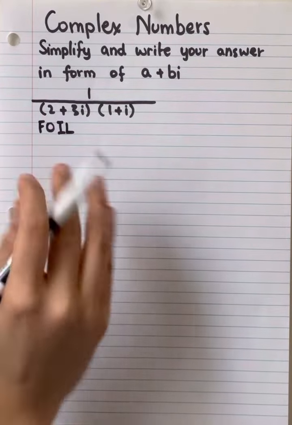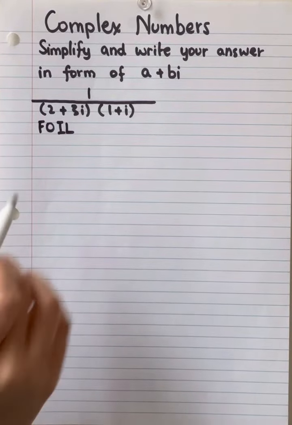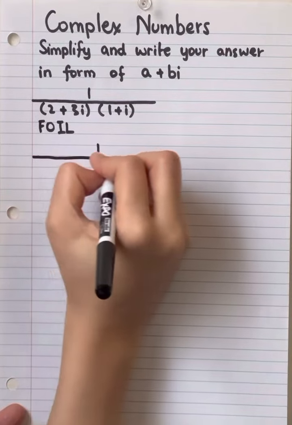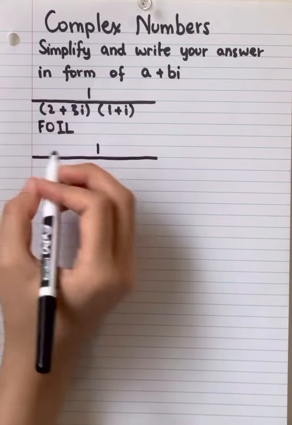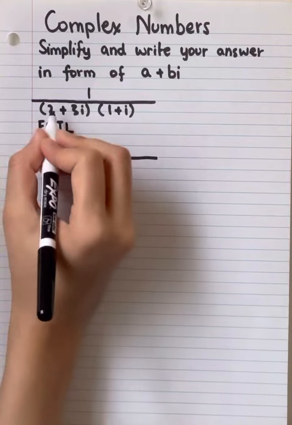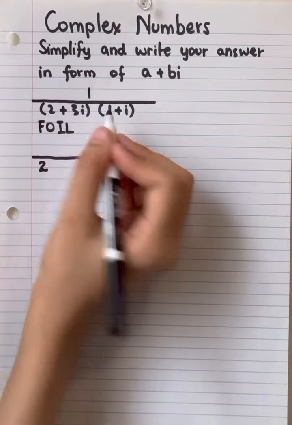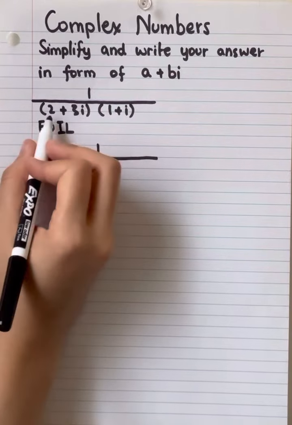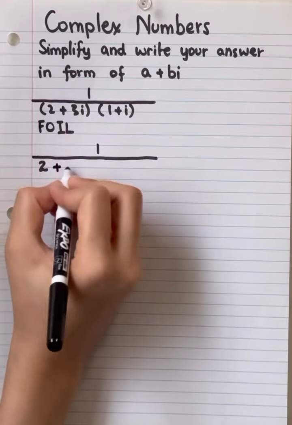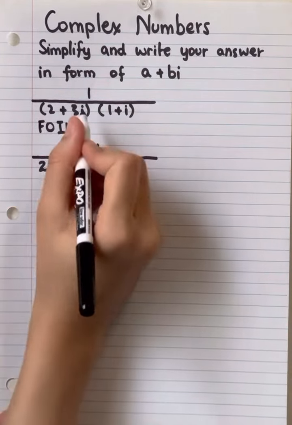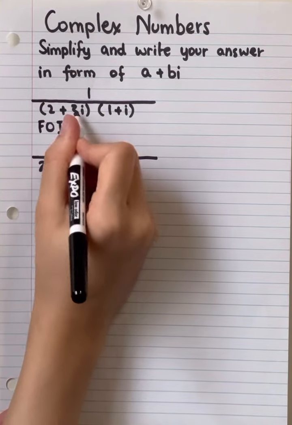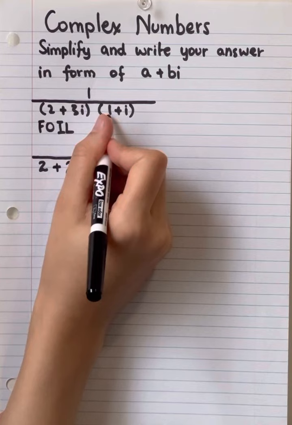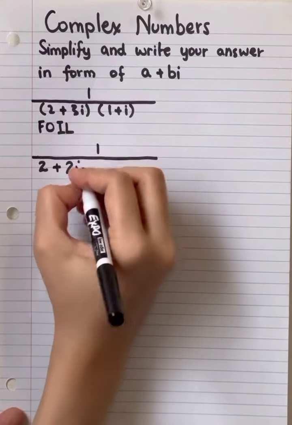FOIL, which means we multiply the first terms. So 2 and 1. 2 times 1 is 2, first numbers. And then O, which is outer number. So 2 and i. 2 times i is plus 2i. Then I, which is inner number. So 3i times 1 is plus 3i.